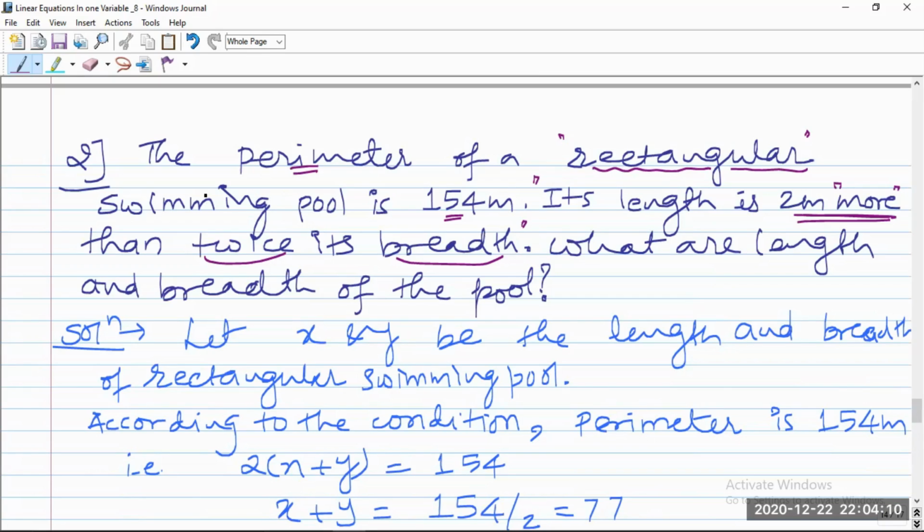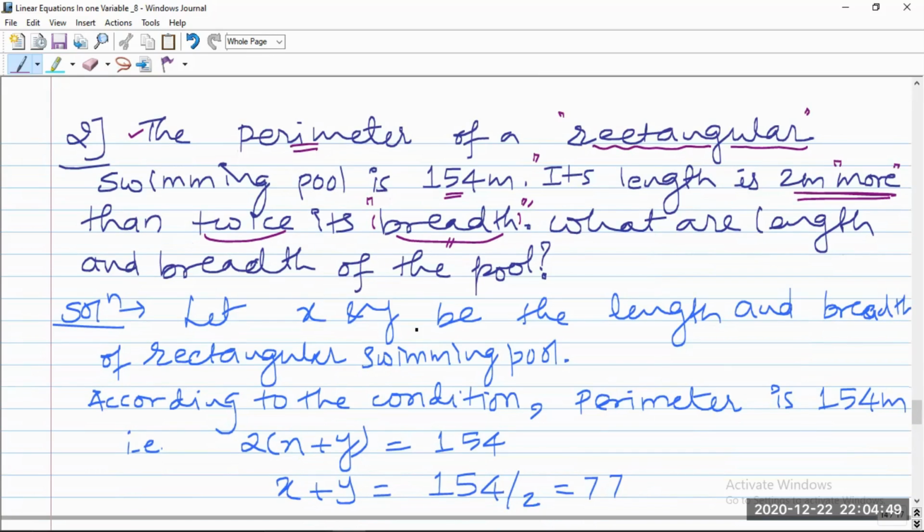So first we use condition number 1. To get the length and breadth, if you see this condition, the length is 2 meters more than twice the breadth. So length is compared in terms of the breadth, or length is expressed in terms of breadth. Whenever the comparison is done between two terms, we need to consider the term with which the comparison is done. So here the comparison is done with the breadth. So we consider the breadth as x.